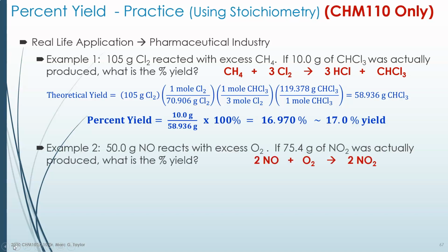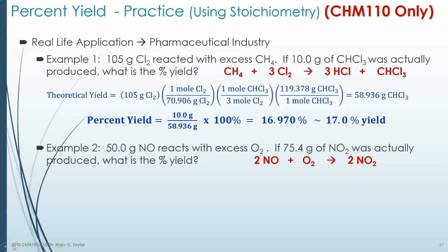So here's another example. 50.0 grams of NO react with excess oxygen. If 75.4 grams of NO2 was actually produced, what is the percent yield? So we have 2 nitrogen monoxides react with 1 oxygen to produce 2 nitrogen dioxide molecules. I've already given you the balanced equation.